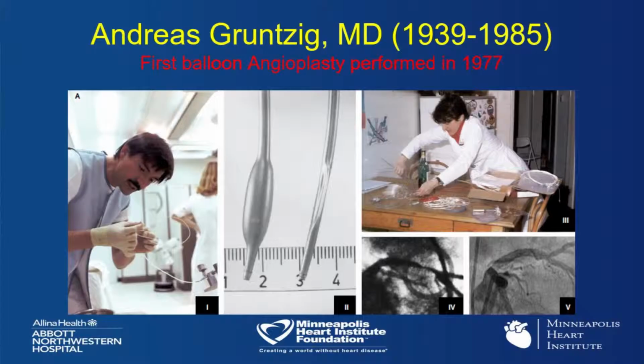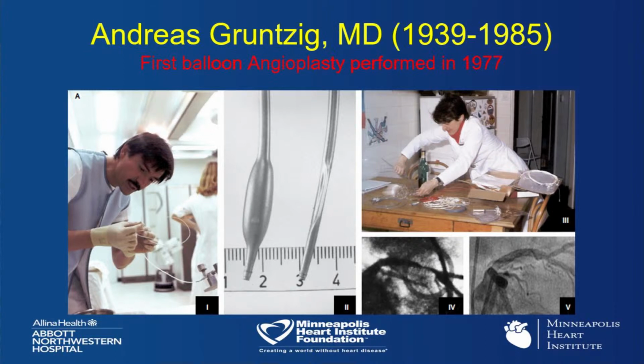So the first angioplasty procedure was done when I was 2 years old, in 1977. The physician you see there, Dr. Grunstick, performed the first balloon angioplasty, and you can see his assistant is actually making the balloon in the kitchen. This procedure was done in Europe, and it really changed the way we approach coronary disease. Before that, the only option was really some medications and occasionally bypass surgery that was also being developed at that time at the Cleveland Clinic.